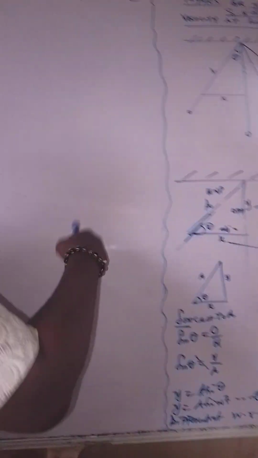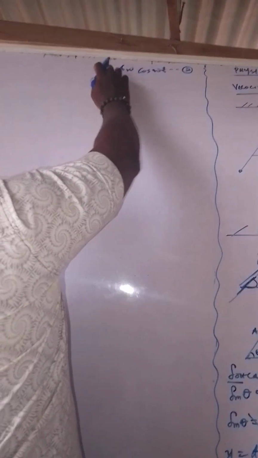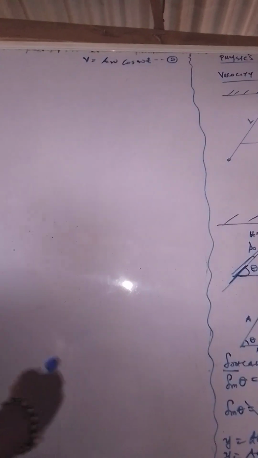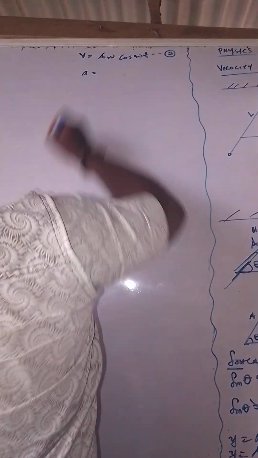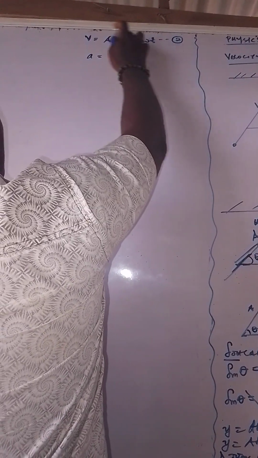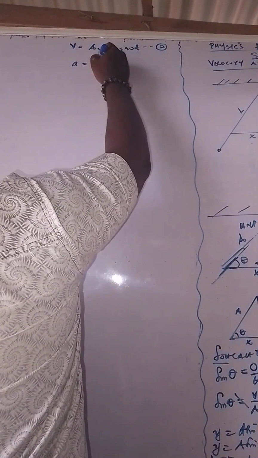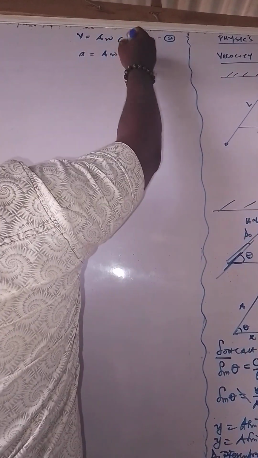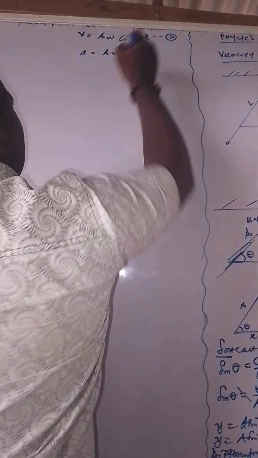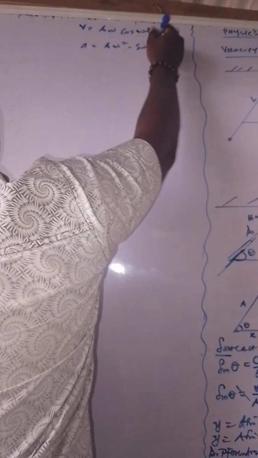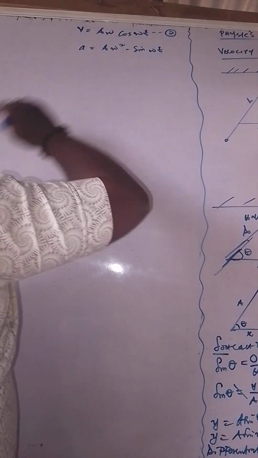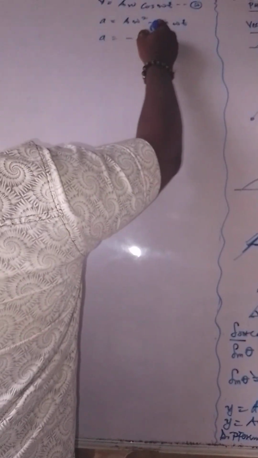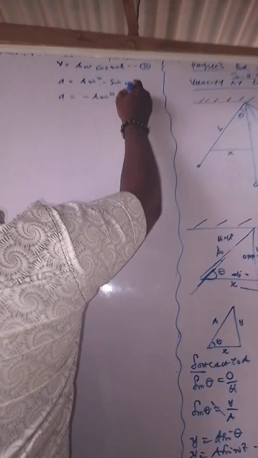So let's take it again. When you differentiate this equation 2 again, you are still going to get the acceleration of the body. So acceleration is equal to the derivative again. Take omega here, omega times A omega, that is A omega squared. What is the derivative of cos? Minus sine. So put omega t: a equals minus A omega squared sine omega t.